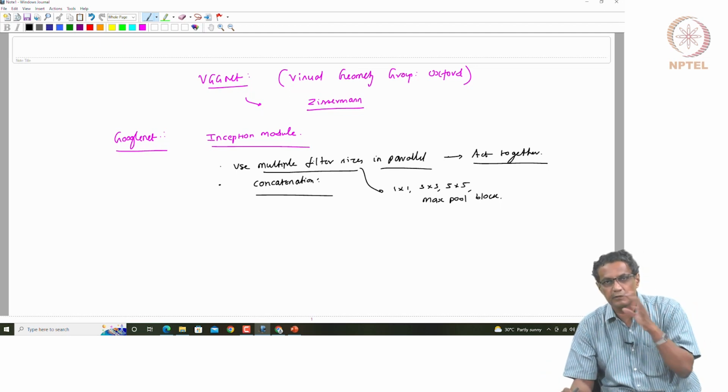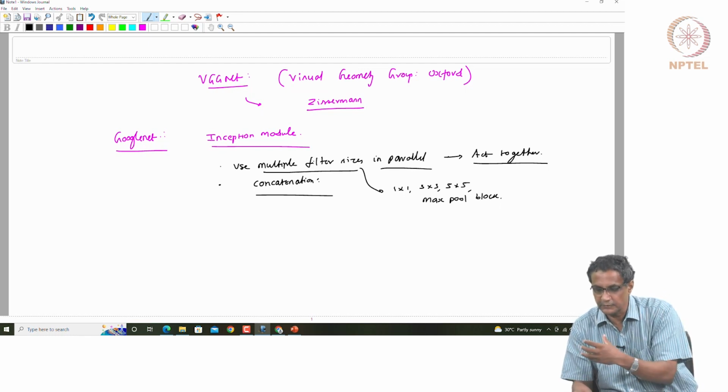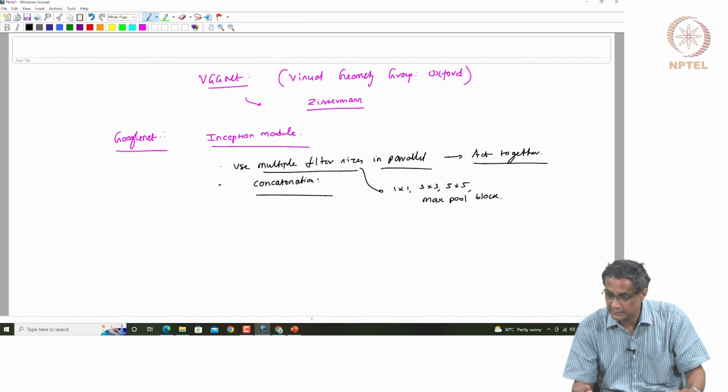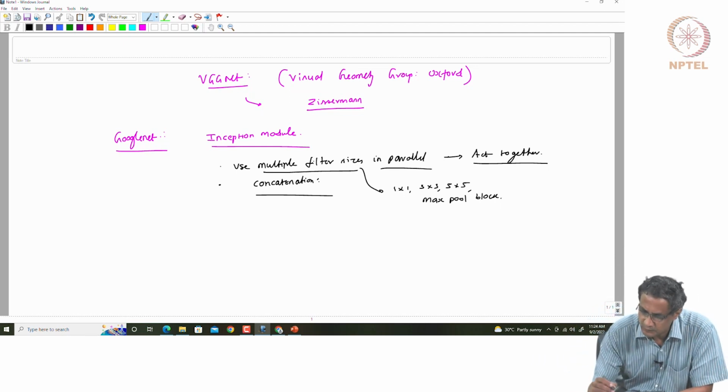Normally you would have seen them acting sequentially, with max pool coming after a convolution block and so on. But in an Inception module, they are all coming together in parallel. And this 1 cross 1 is also called a bottleneck layer.